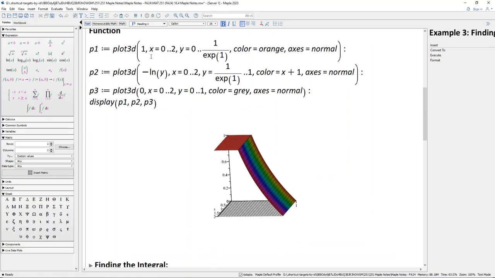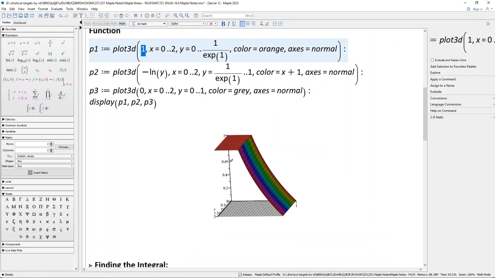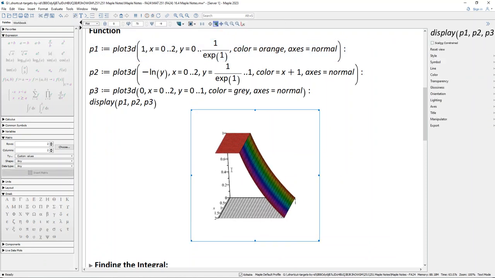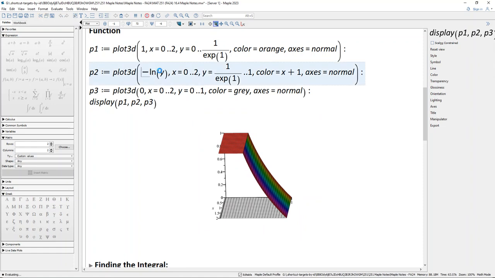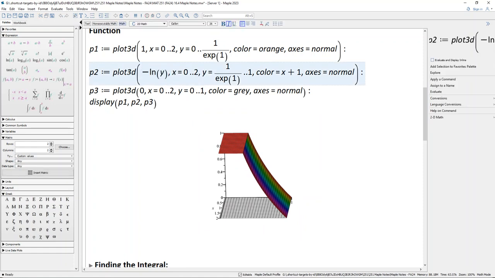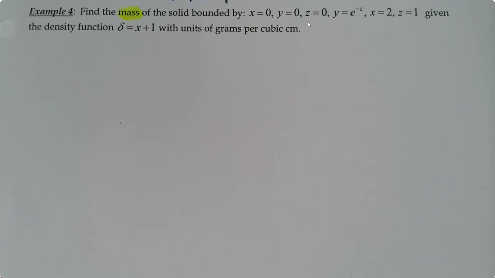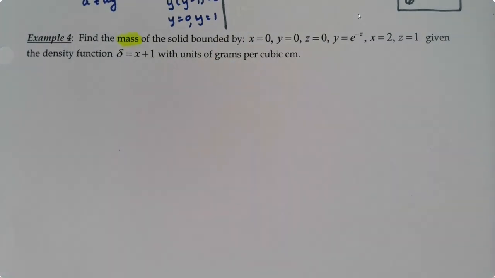Okay, so I have z equals 1, right? And then I have z equals 0 down at the bottom because it says it's bounded by the coordinate planes. And then I have z equals the negative natural log of y, because if I'm doing plot 3D, it's always z equals. So the function was given to me in the form y equals e to the negative z right here, but that's not useful to me for plotting in plot 3D. So I switched it around.